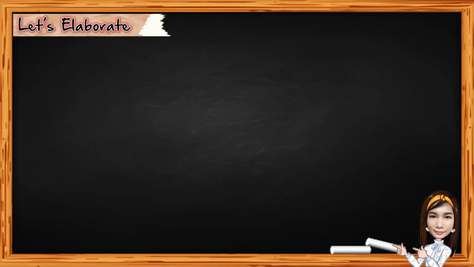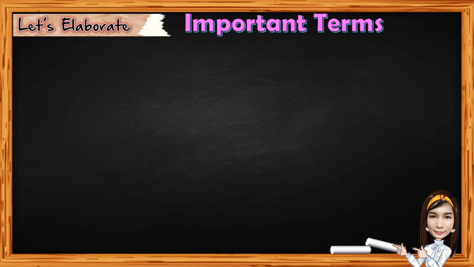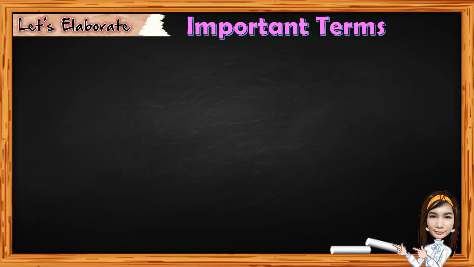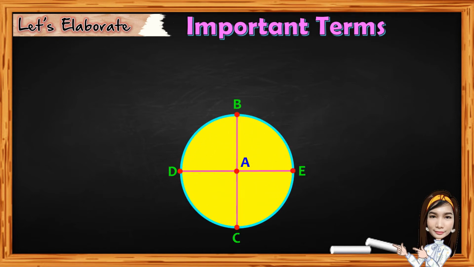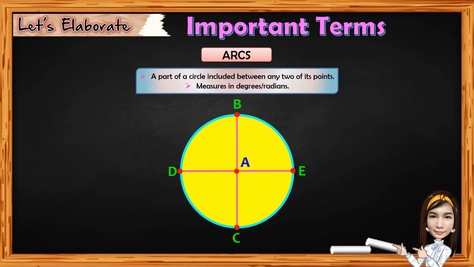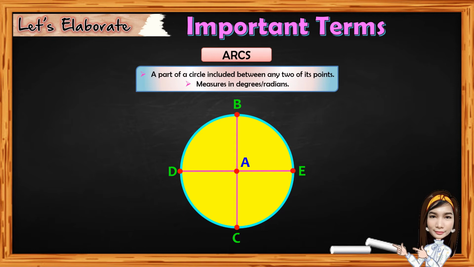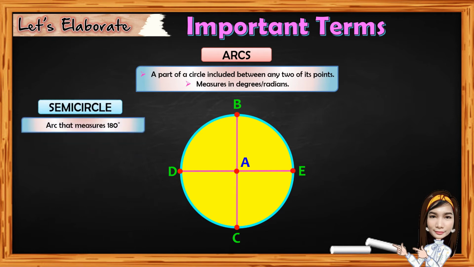Next, let's discuss more important terms to be considered in circle. Given circle A, we have the arcs. Arcs are a part of a circle included between any two of its points. It measures in degrees or radians.